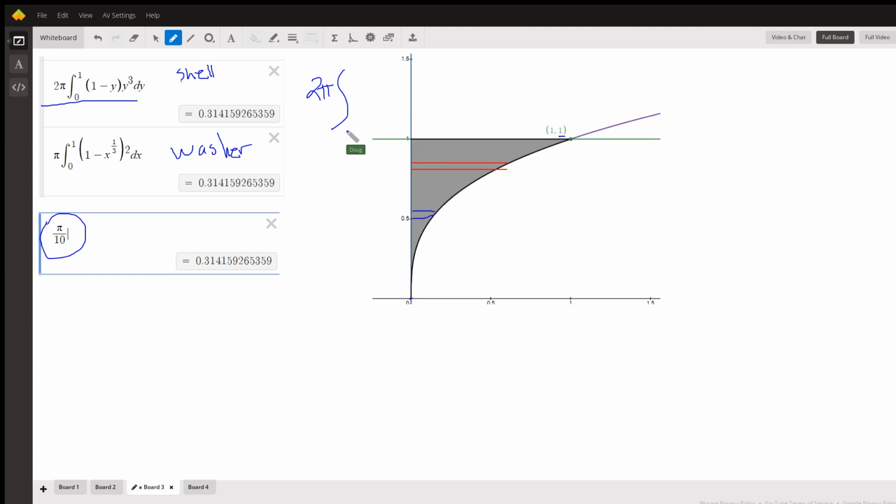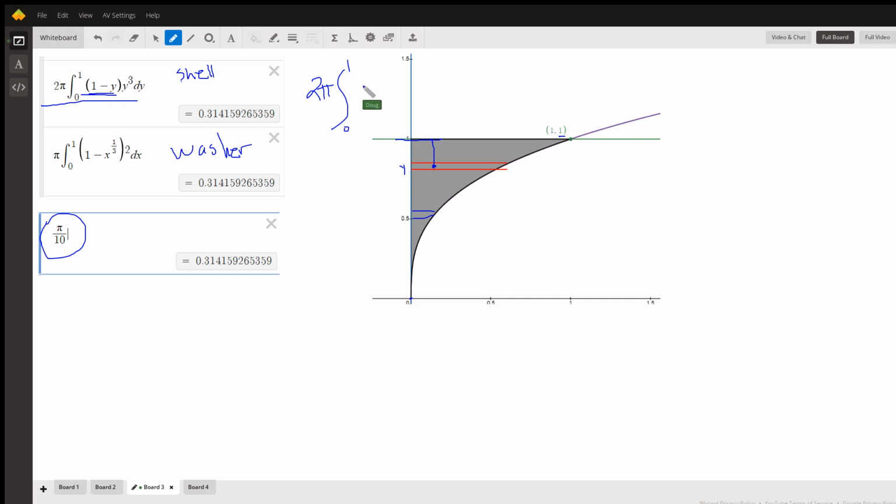And then what we put as the integrand is the average radius. That's the distance from the axis of revolution to what we say is the center of the shell, where this is some typical y value between the interval from 0 to 1. Well, the length of that average radius is the y coordinate at the top minus the y coordinate at the bottom. So it's 1 minus y. That's the average radius right here.